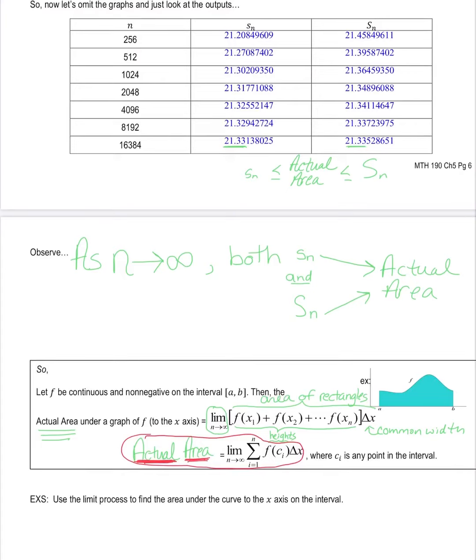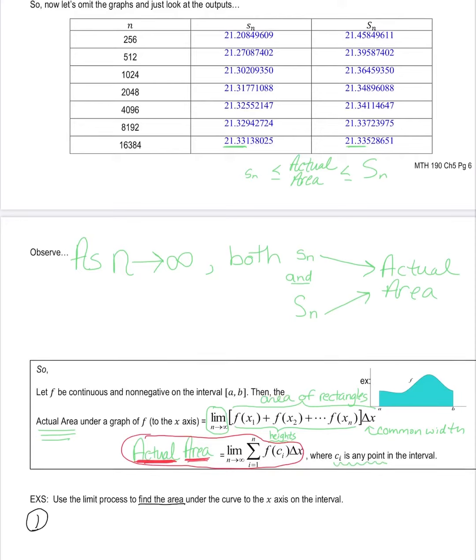Whether it's a left endpoint or a right endpoint, that was what we were observing up above. This c sub i can be any point in that interval, so it doesn't matter. We've basically done left and right endpoints so far. So what we're going to do now is use the limit process to find the area under a curve. Notice here we are finding the area. I'm not approximating anymore. It's going to be actually finding the area.